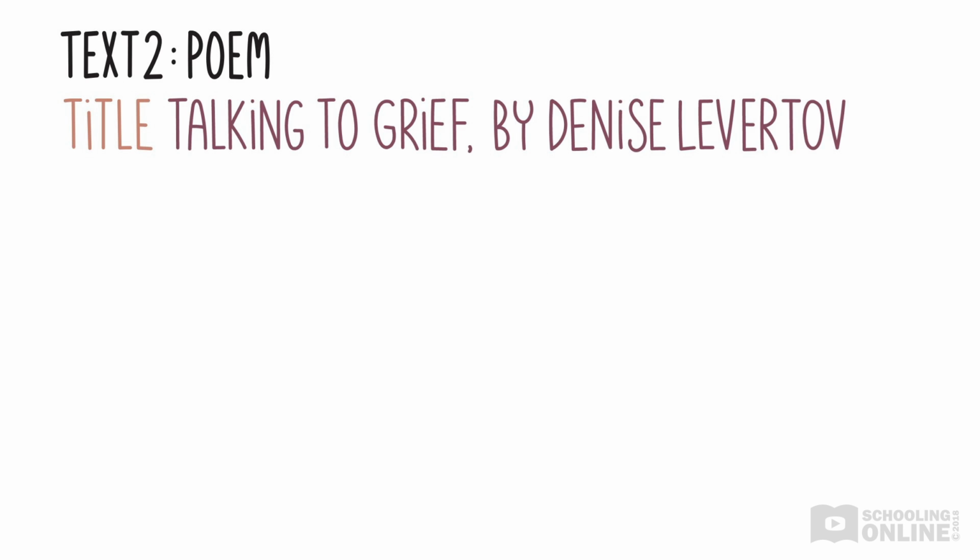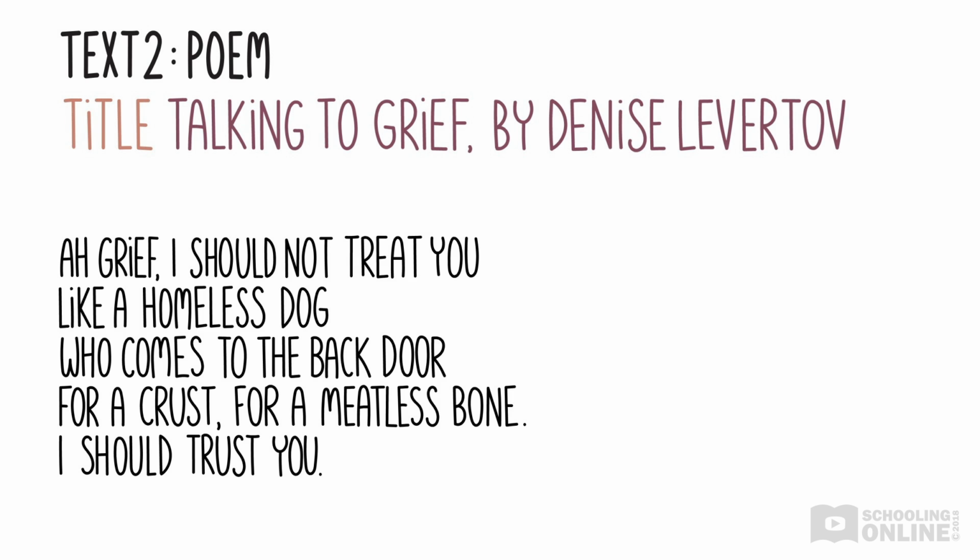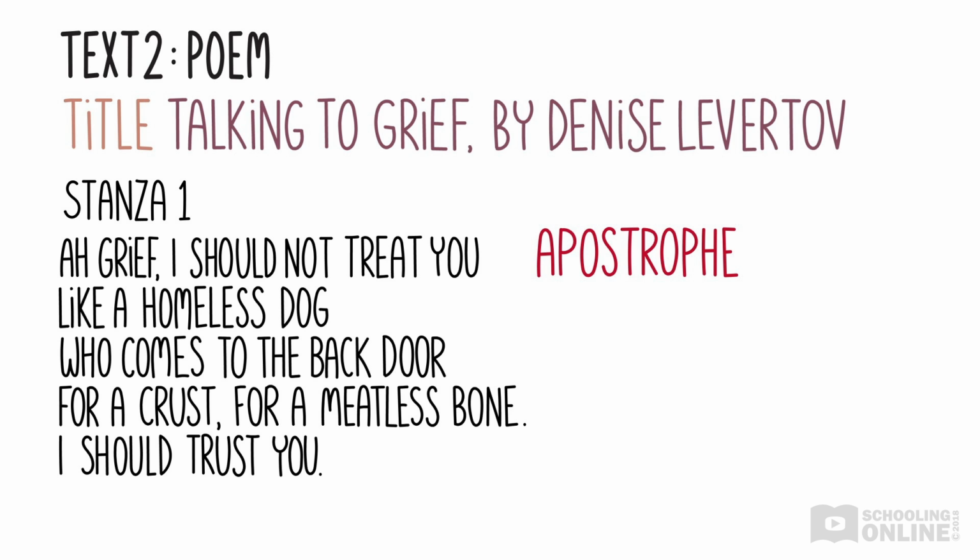First up is the title, Talking to Grief by Denise Levertov. Immediately, we know that the poem is about the emotional experience of grief. Now, let's look at the first stanza, that is, the first paragraph of the poem. Notice how the poet uses apostrophe or direct address to confront the emotion of grief. This suggests that grief is a powerful and complex experience.